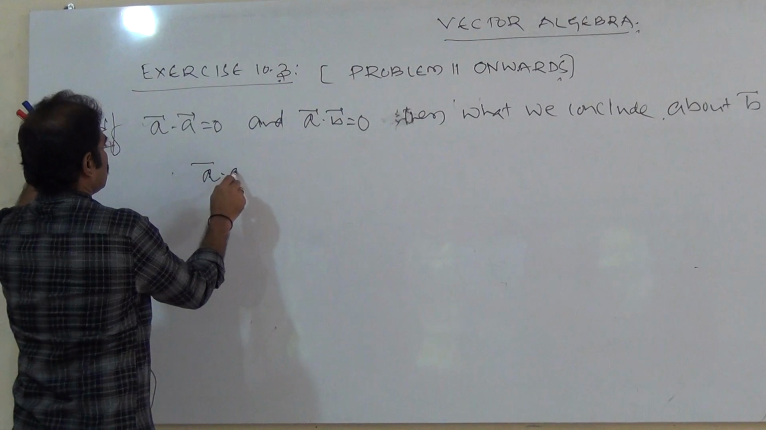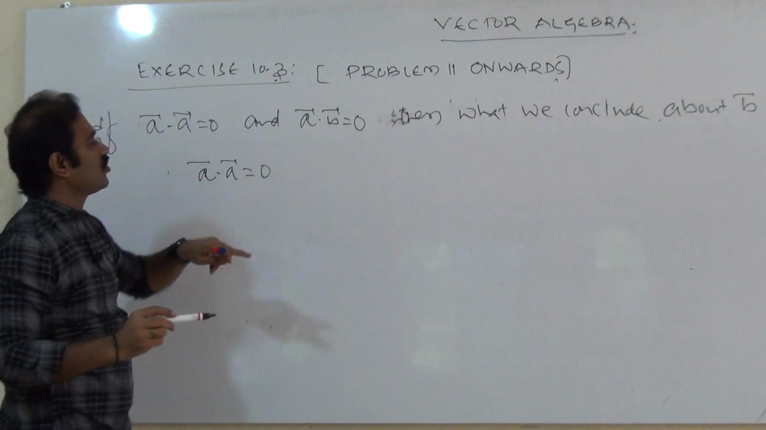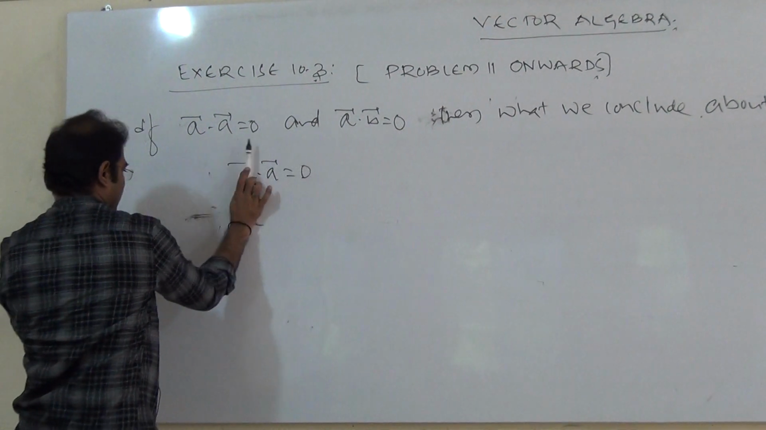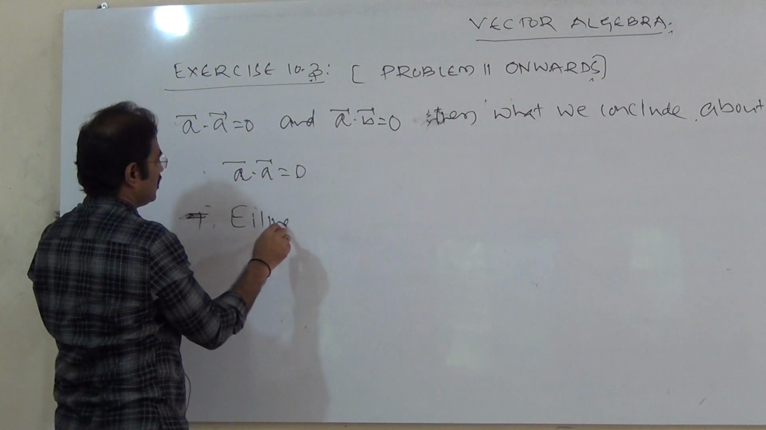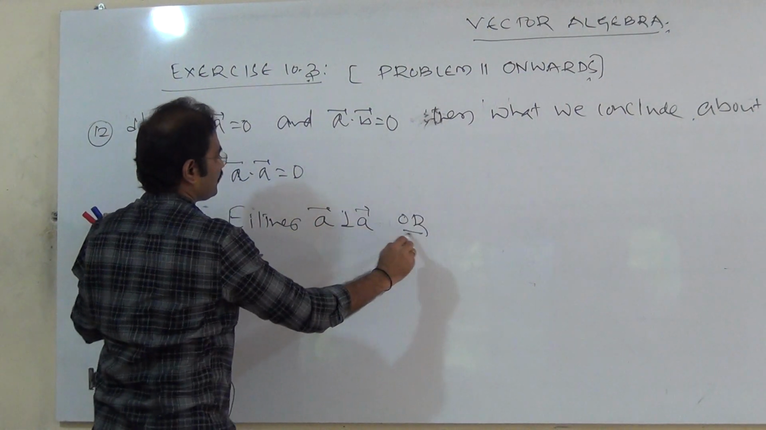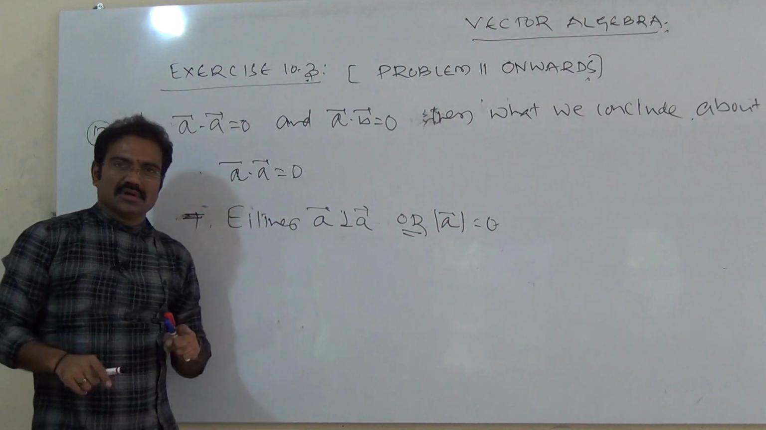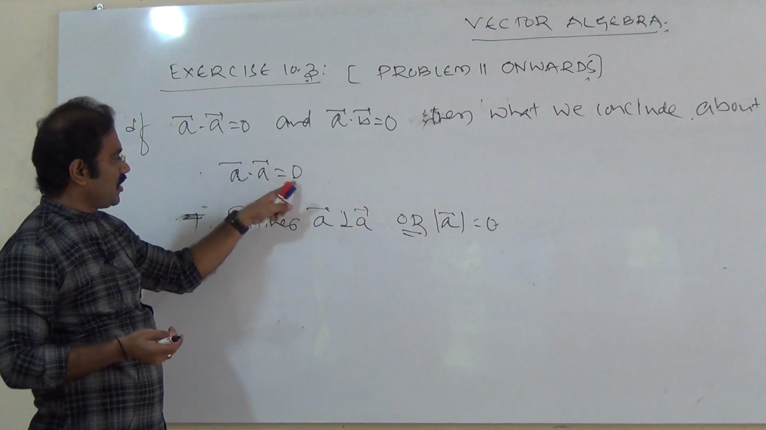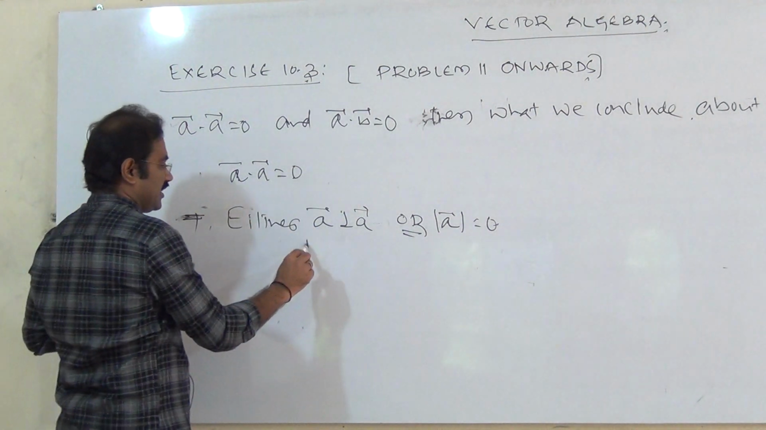A dot A is equal to 0 and A dot B is equal to 0. Then what do we conclude about B? A dot A equal to 0 implies that either A is perpendicular to A, or magnitude of A is equal to 0. Dot product is 0 means they must be perpendicular to each other. A dot A equal to 0 means A must be perpendicular to A, or magnitude. It is not possible.